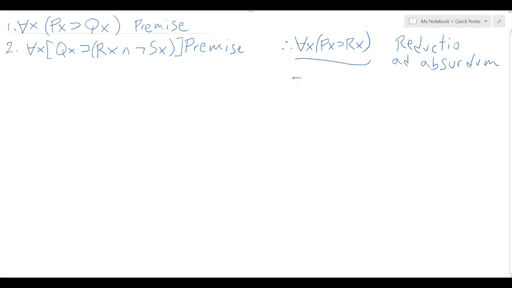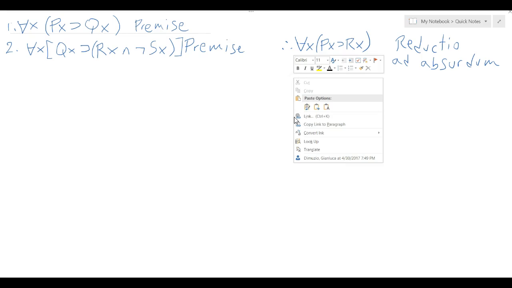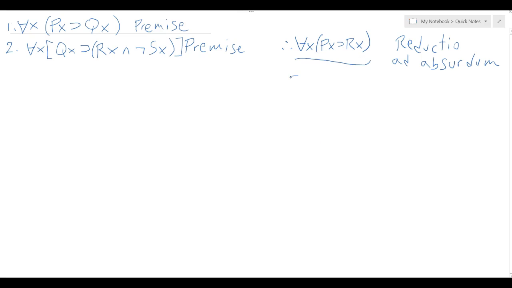So instead of proving that for all x, if px, then rx is the case based on these premises, we will show that not for all x, if px, then rx leads to a contradiction.